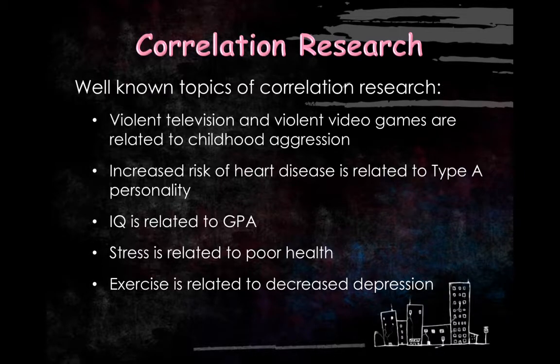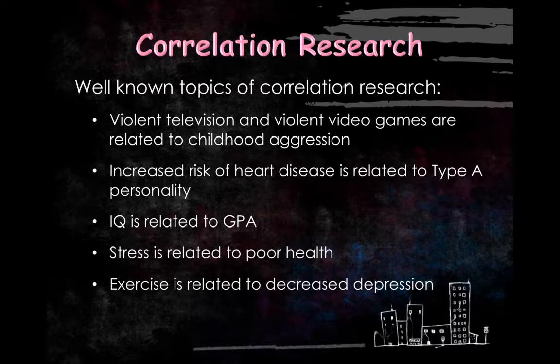Some of the well-known topics of correlation research might involve violent television games and violent television programs creating childhood aggression, or creating aggressive children. Another one is increased risk of heart disease being related to having a type A personality, right? So if you have a type A personality, you're going to drop dead of a heart attack. IQ is related to GPA, right? The higher your IQ, the higher the GPA.